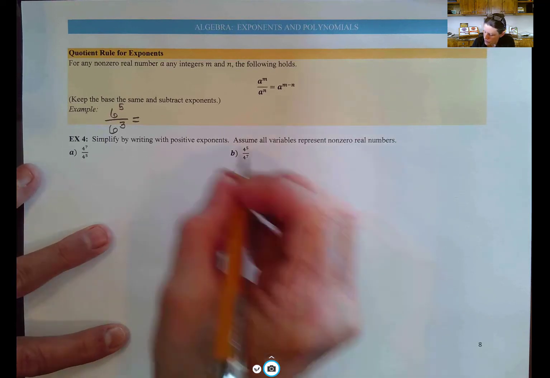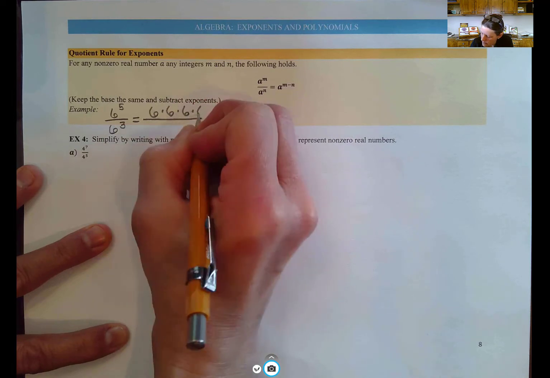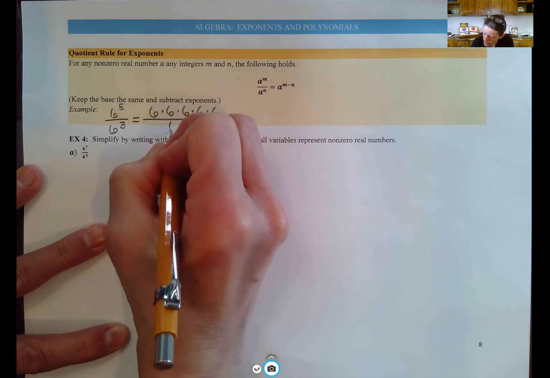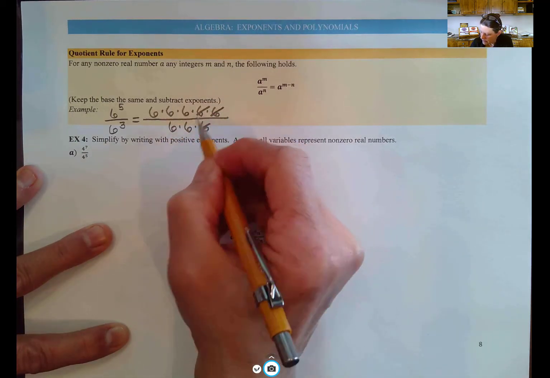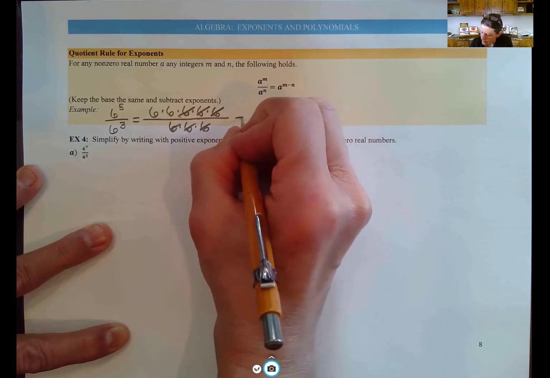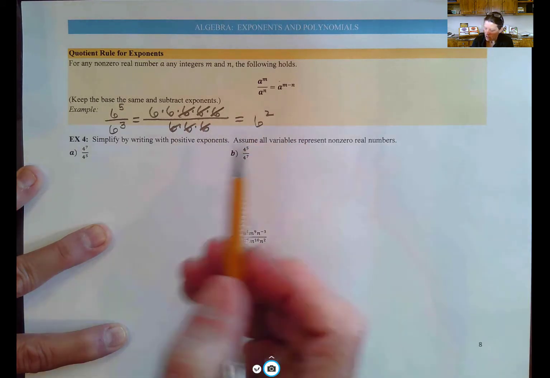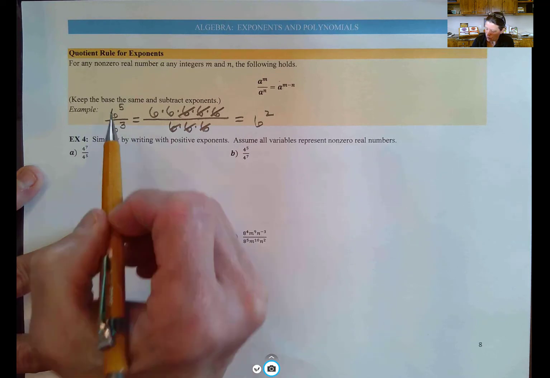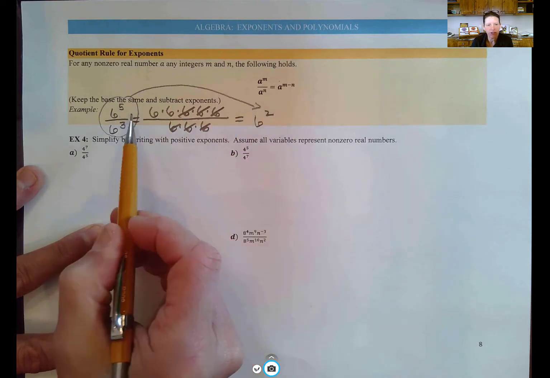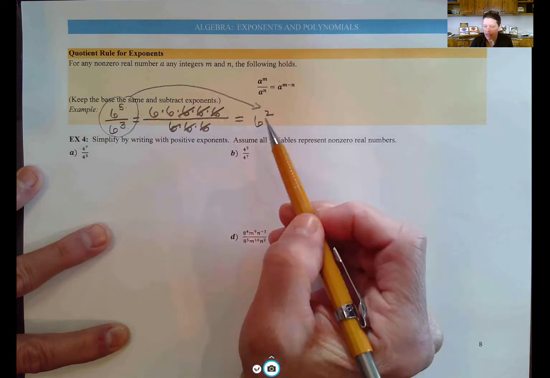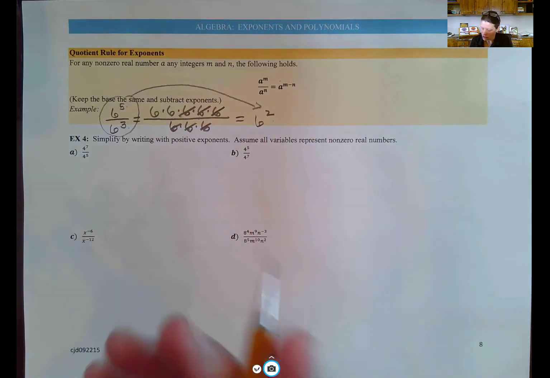Now, disregarding the quotient rule, 6 to the 5th is 6 times itself 5 times. And 6 to the 3rd is 6 times itself 3 times. And if we just divide out our common factors, notice that that leaves a 6 times 6 or 6 squared in the numerator, doesn't it? Now, essentially what the quotient rule indicates is that we can use a shortcut to divide these like bases by simply subtracting the exponents. Notice that 5 minus 3 is 2, isn't it? So these are rules that provide shortcuts for us, essentially.